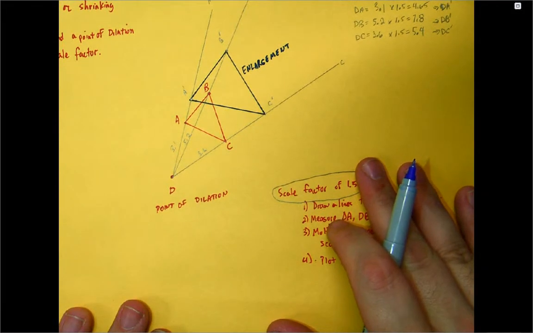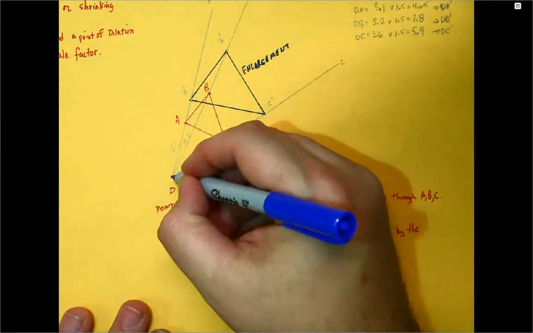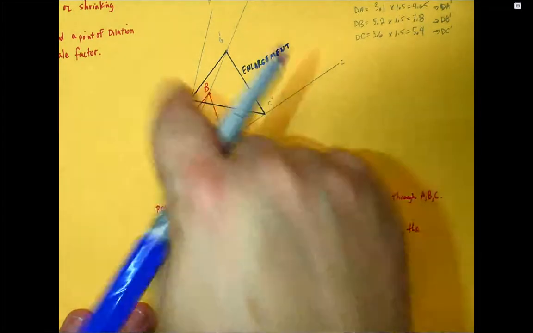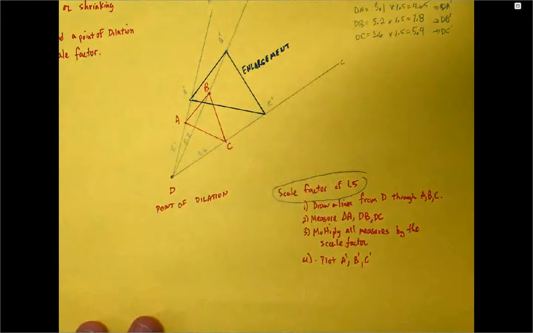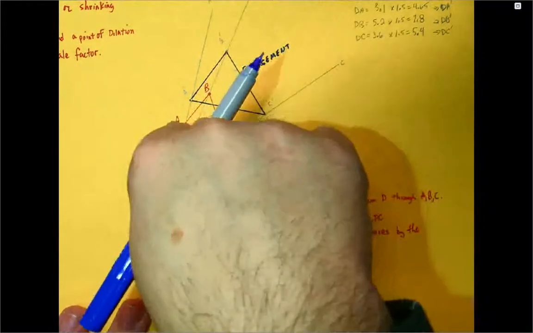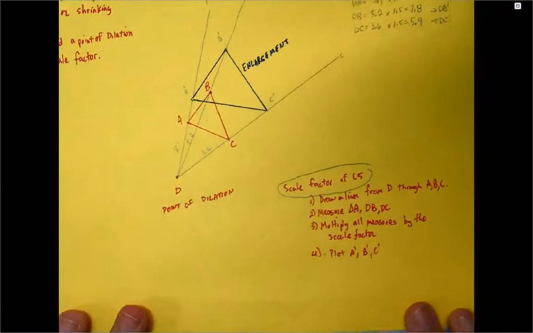Yeah. I just randomly put it there. Wherever you want to. A lot of times they'll give you D and they'll give you a shape and they'll say, here's your scale factor. And then you just have to draw the lines, measure them, multiply by the scale factor, and find the new points. Now, one last thing before I get you started on your work.